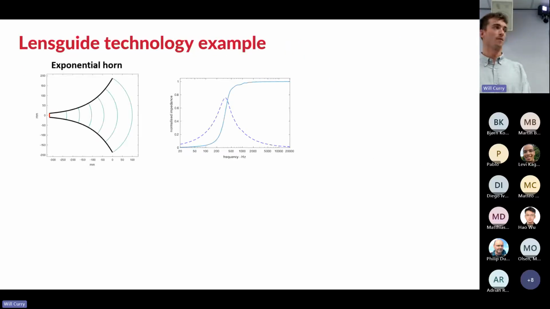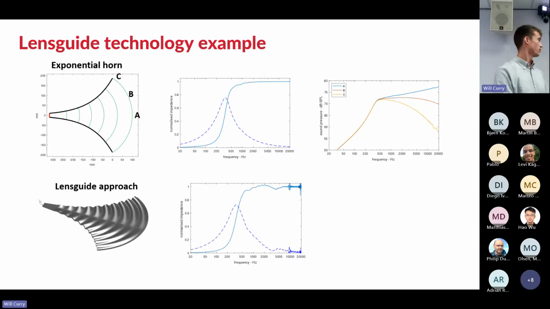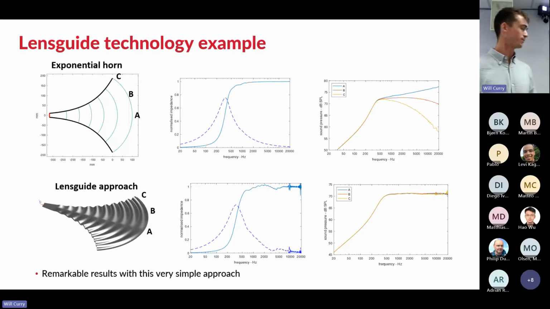So an example of this, this is an exponential horn. Again, there's this nice cut-on frequency. However, when you look at the directivity, or this is just the SPL at points A, B, and C, there's loads of high frequency energy at point A, and then as you move off axis, the high frequency energy massively decreases. Now, using this Lensguide approach, where the domain's been given a thickness and there's these corrugations added to the sides, the throat impedance is still pretty good, but now at points A, B, and C, the pressure is really equal, which is quite amazing. It's pretty remarkable results with a really simple approach.